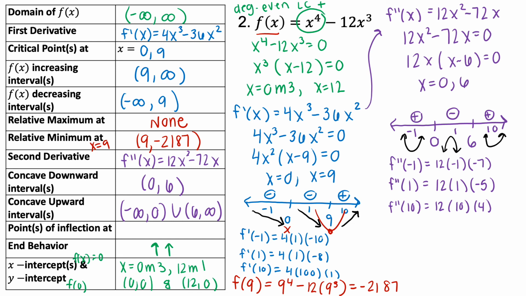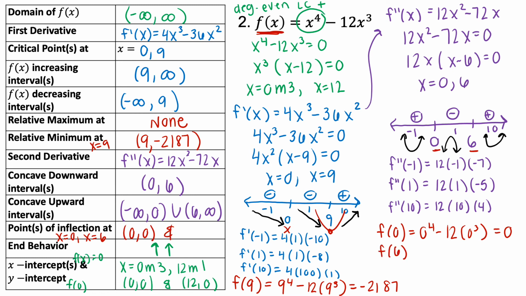Because we change from down to up and then up to down, both 0 and 6 are going to be points of inflection. But remember, we want to actually find those points on our original function. So let's look at f of 0, which would be 0 to the 4th minus 12 times 0 cubed, which is just 0. So we have a point of inflection at 0, 0.